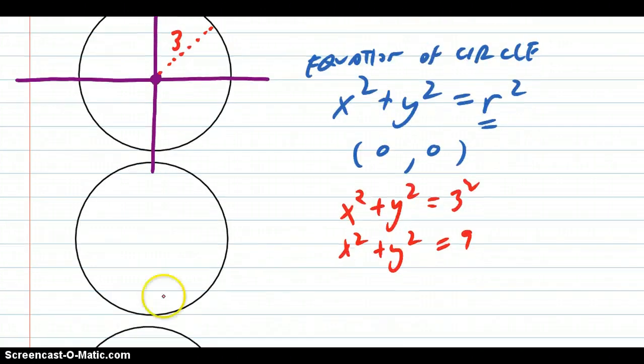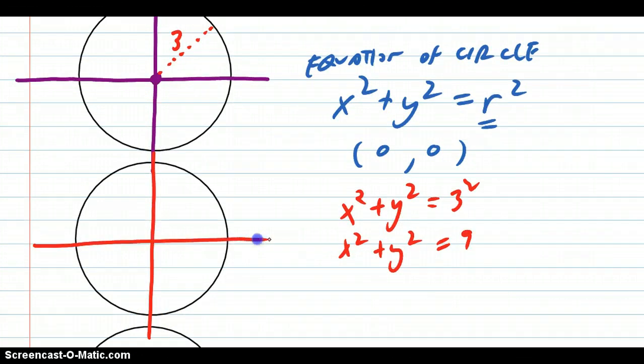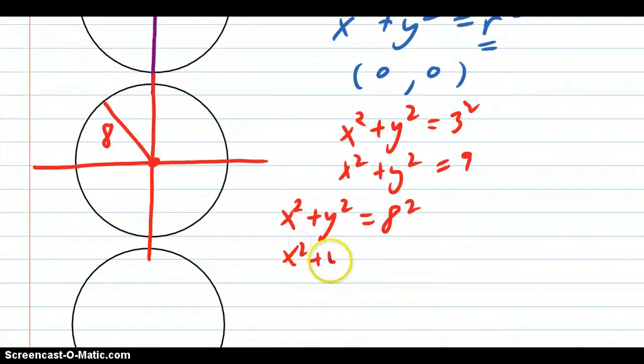Alright, another quick example. Again, as long as it's centered at the origin. We'll talk about circles whose center is not at the origin later, but let's say the radius is 8. Well, the equation of that circle is x squared plus y squared equals 8 squared. X squared plus y squared equals 64.